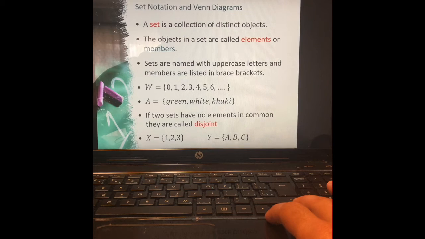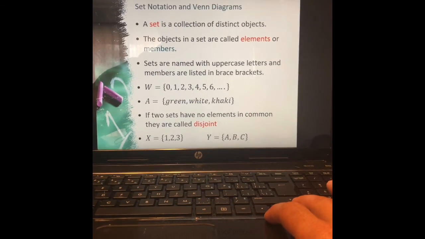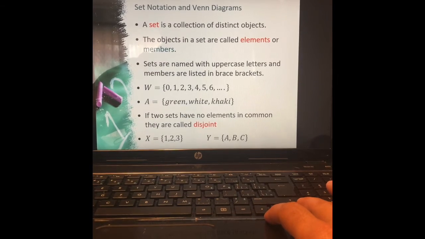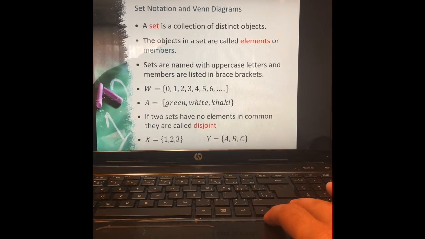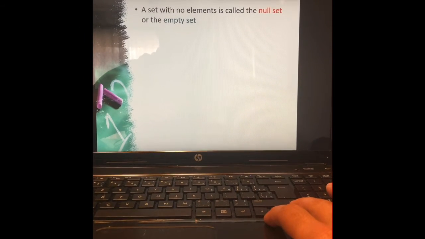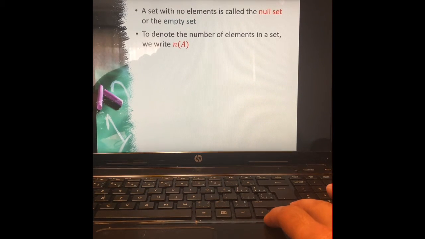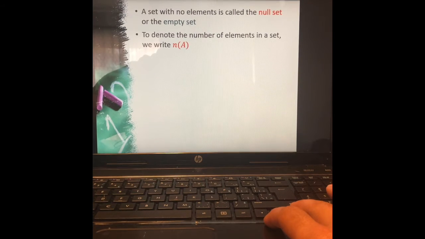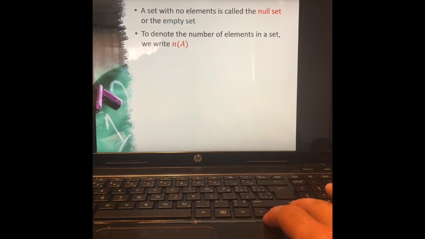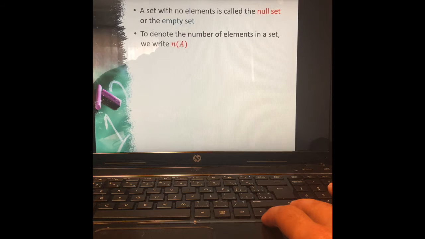So X and Y are disjoint. There are no numbers that are in Y and no letters that are in X. So they are disjoint. A set with no elements is called the null set, the empty set. To denote the number of elements in a set, we write n(A). So n is just the number of elements in group A, or it could be classroom A. If that class has 30 students, then n(A) is 30.